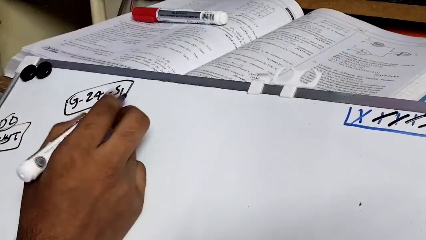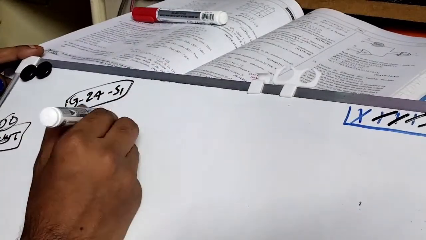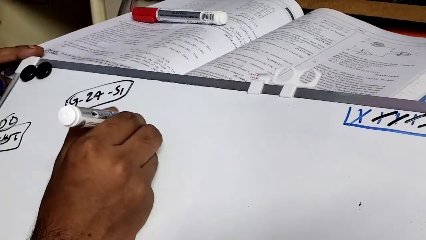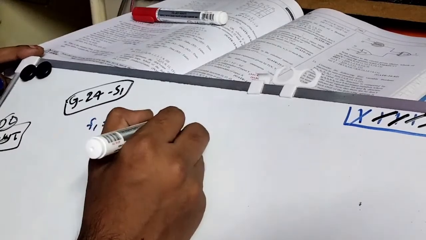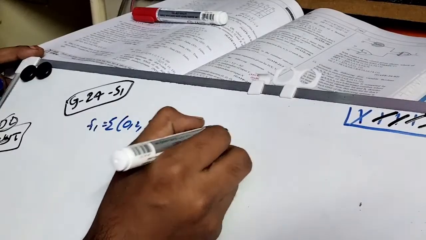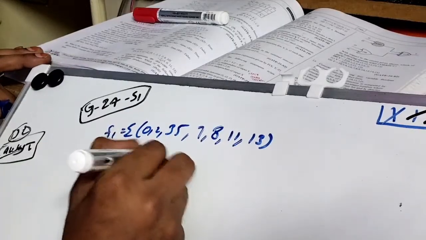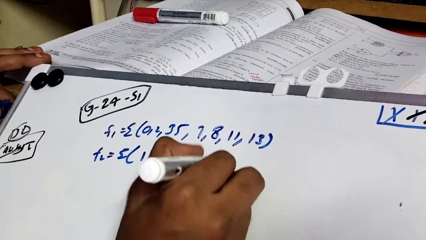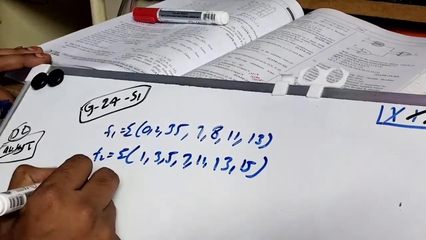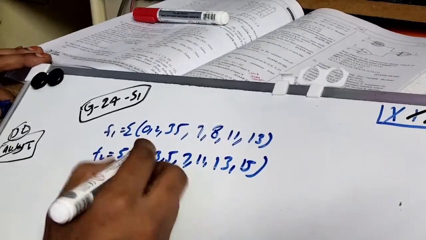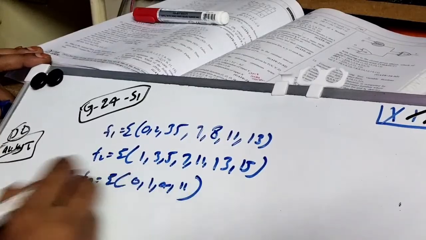Like even for variable functions, we have to express just in terms of the given minterms. In this one, F1 equals minterms 0, 2, 3, 5, 7, 8, 11, 13. That's minterms. F2 is given as 1, 3, 5, 7, 11, 13, and 15. F3 is given as 0, 1, 4, and 11.